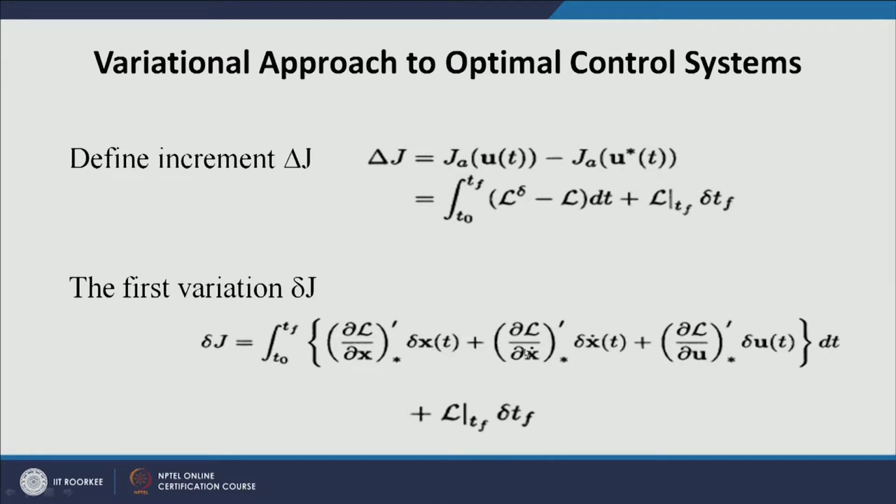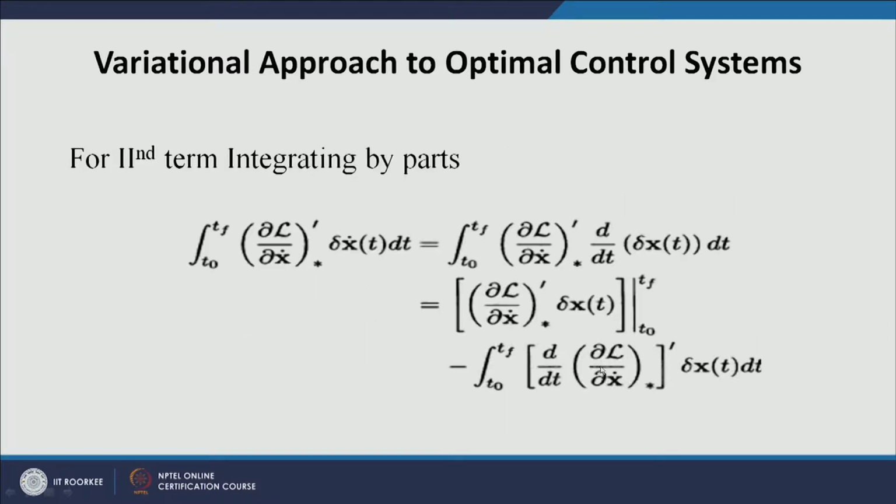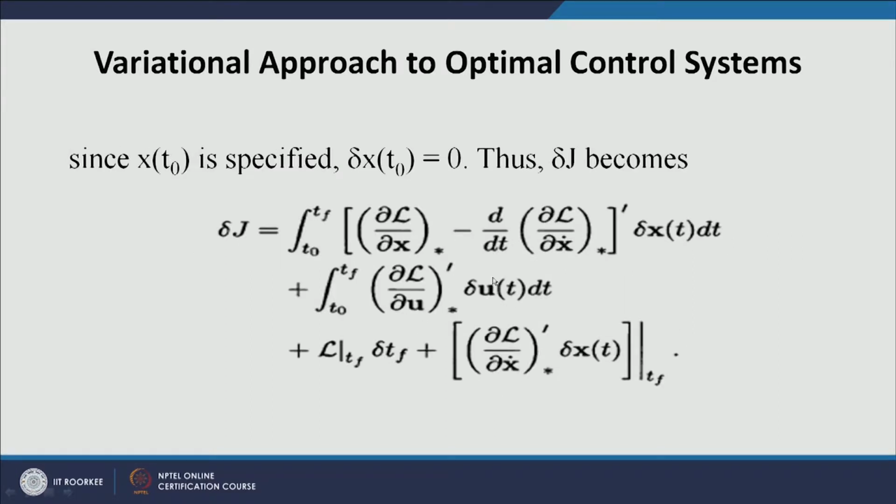If the second term, which is del L by del x dot delta x dot, we expand by integration by parts, and we get the final equation as del L by del x minus d by dt del L by del x dot, times delta x, plus del L by del u delta u, plus whatever comes from the terminal condition. Here, of the two variables delta x and delta u, we treat u as independent and x as dependent. We select lambda such that the coefficient of delta x will be 0.